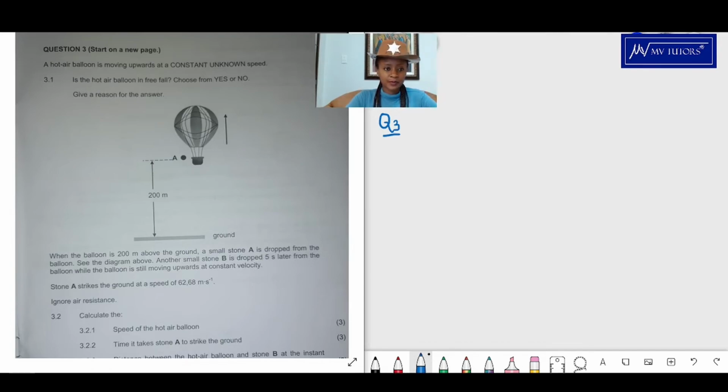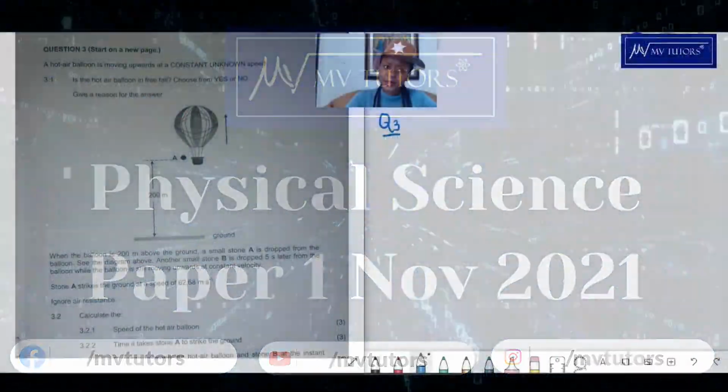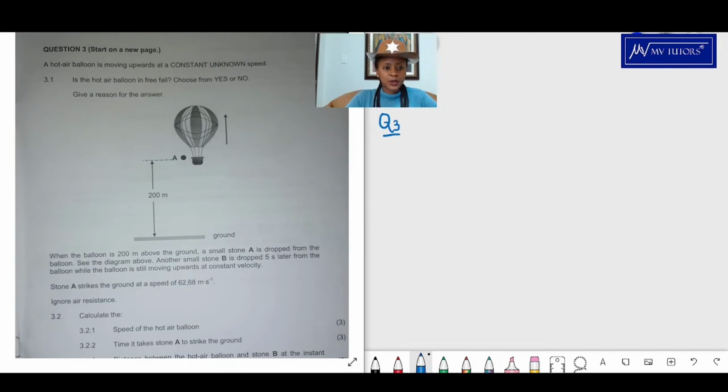All right, so let's get to it. It says a hot air balloon is moving upwards at a constant unknown speed. Okay, so it is moving at a constant unknown speed upwards. And the first question basically says, is the hot air balloon in free fall? Yes or no? Well, it ain't falling. That's what I can tell you. So I would go with no.